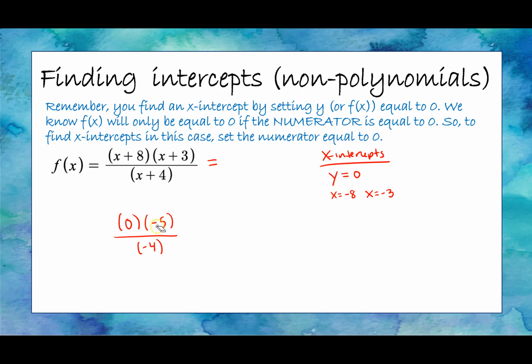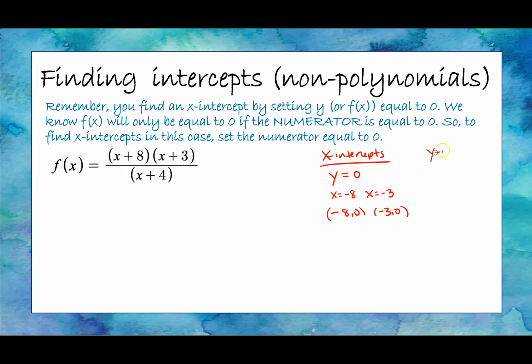And if we want to check -3, we certainly can. Plugging in -3 here, we get a 5 times a 0 divided by 1, because -3 plus 4 is 1. And that does give me 0 over 1, which is the 0 that we wanted. So those are my two x-intercepts right there. So I can write those as -8, 0 and -3, 0.